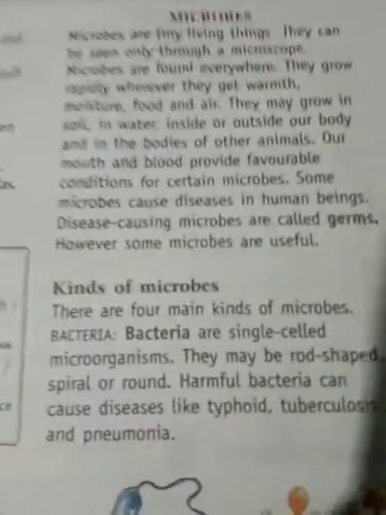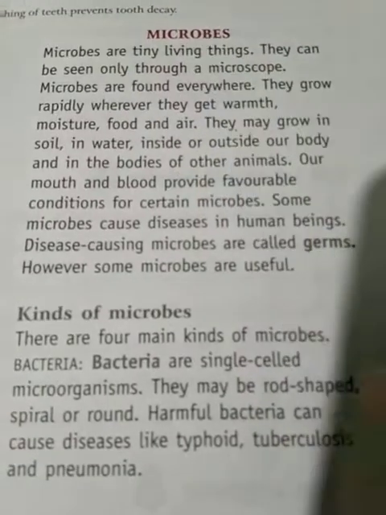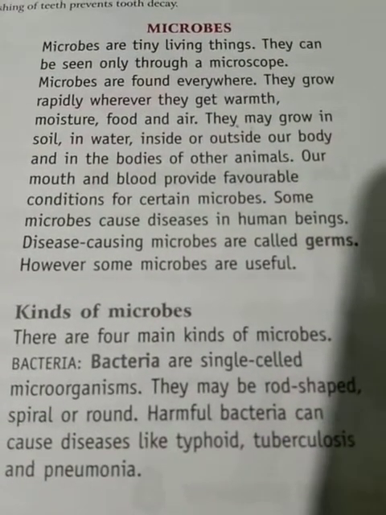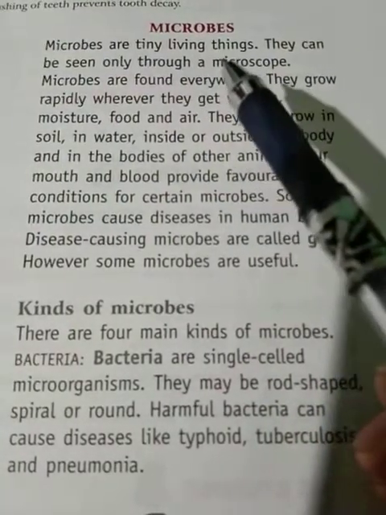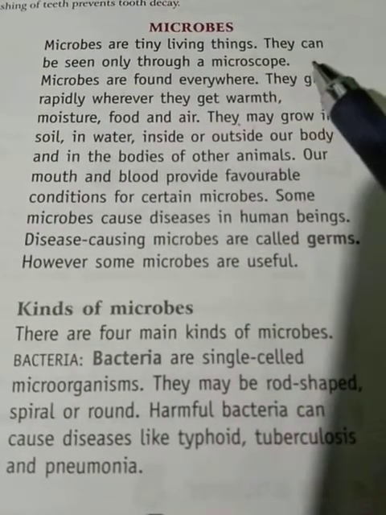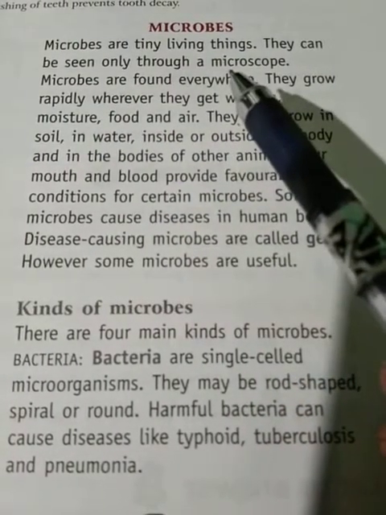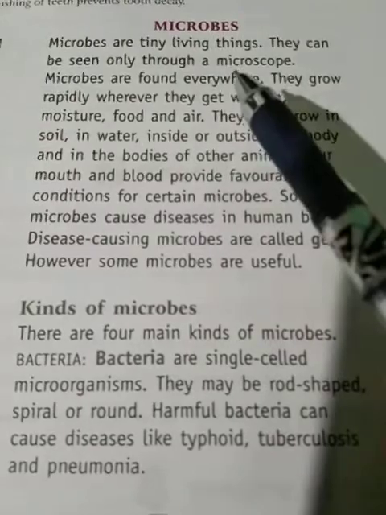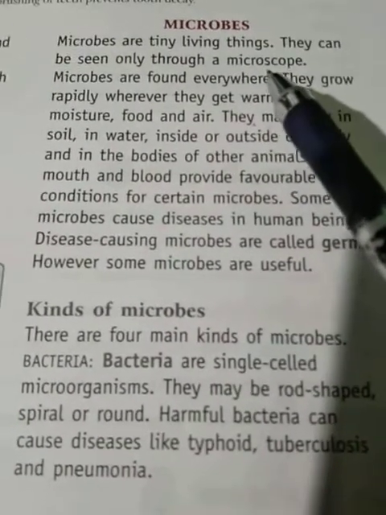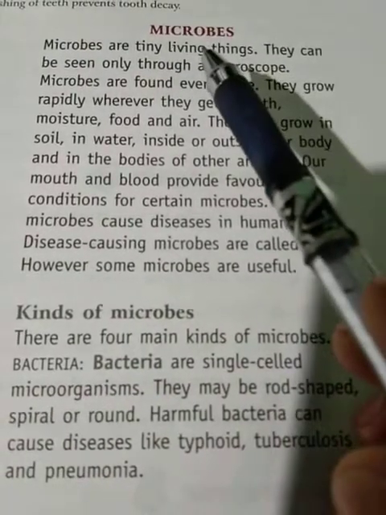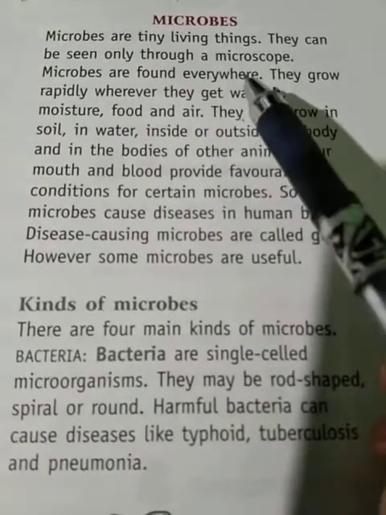Now come to this part. This is microbes. What is the meaning of microbes? Microbes are very tiny living things. That means microorganisms. They can be seen only through a microscope. In the previous class I discussed this point. Understood? I told you that only with the help of a microscope will we be able to see those microbes.